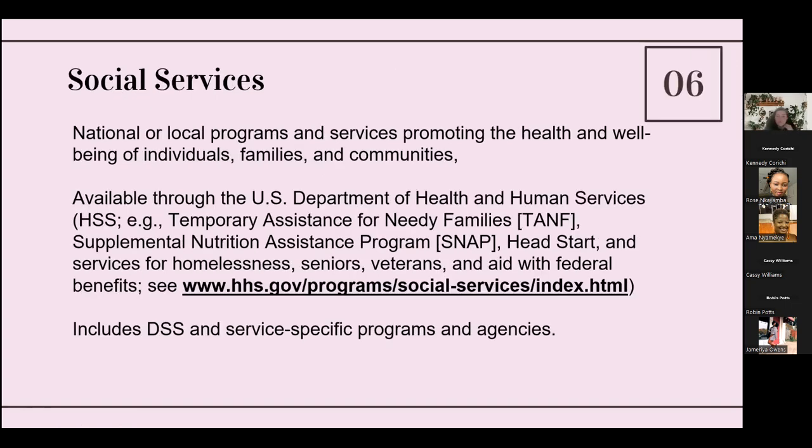And then social services may include national or local programs and services that exist to promote the health and well-being of individuals, families, and communities, such as those available through the U.S. Department of Health and Human Services. Social services might be the Department of Social Services, DSS, and they can help with getting people on Temporary Assistance for Needy Families. It might be the Supplemental Nutrition Assistance Program, which is SNAP, used to be food stamps, right?